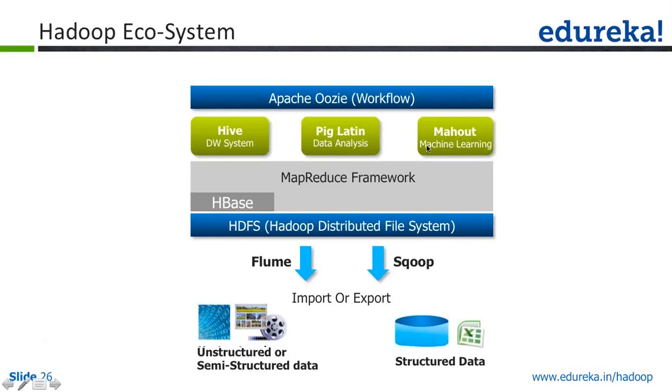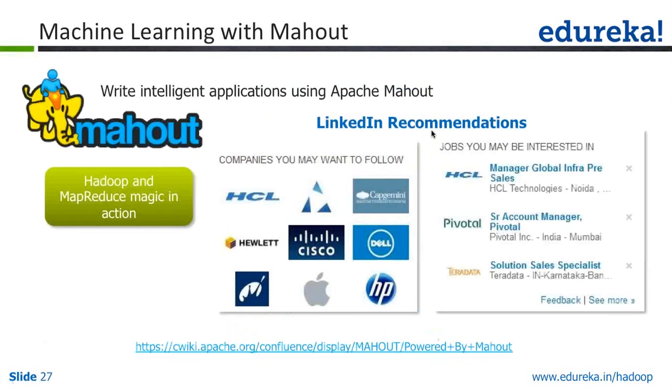Now, Mahout will not be a part of this course, so I'll just quickly tell you a little bit about Mahout. There's a separate course on Mahout, so if anyone is interested, you can pick up that course as well. Mahout is basically Hadoop and MapReduce together. You can write intelligent applications using Apache Mahout. You can also look at this link, which will tell you about the many people who use Mahout. I'm sure everyone has seen these kinds of recommendations on LinkedIn: companies you may want to follow, jobs you may be interested in, people who saw this profile also looked at, people similar to this. I'm sure everyone has seen, right?